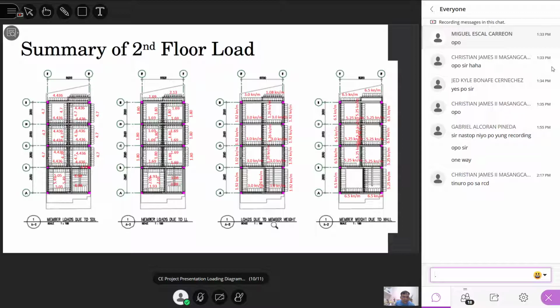Meron kang load due to SDL, the superimposed dead load. And then you have now the load due to live load. Member weight, yung nag-assume tayo ng dimensions of the beam, initial dimensions, and then the weight due to the wall.